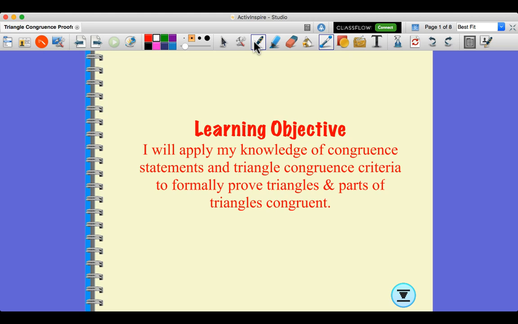Hey everyone, welcome. In this lesson, we will be applying our knowledge of congruence statements and triangle congruence criteria to formally prove triangles and parts of triangles congruent, right? So you've spent a lot of time talking about congruent statements, right? And these could be triangle congruent statements. These could be congruent statements that are talking about corresponding angles or corresponding sides of triangles, right?